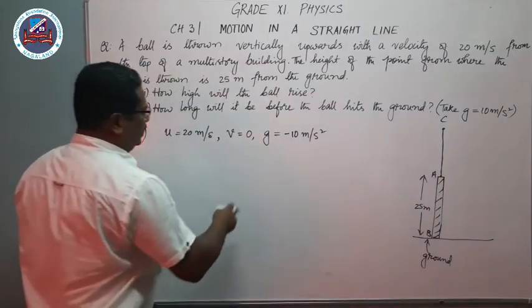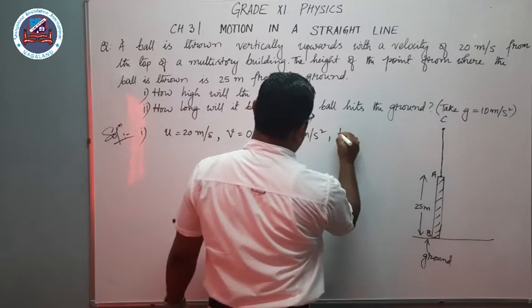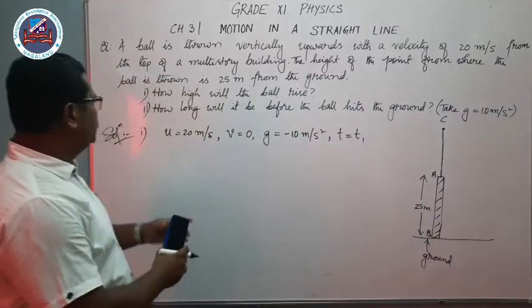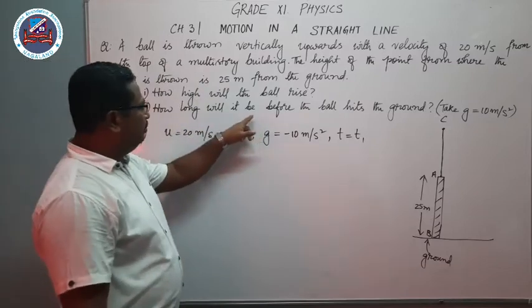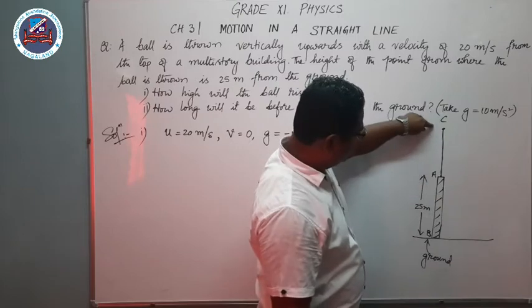Now, let the time taken for the ball to reach from A to C, let us take it as T1. We'll require this one for the next question to do. How long will it be before the ball hits the ground? So time taken from A to C, if it is T1.